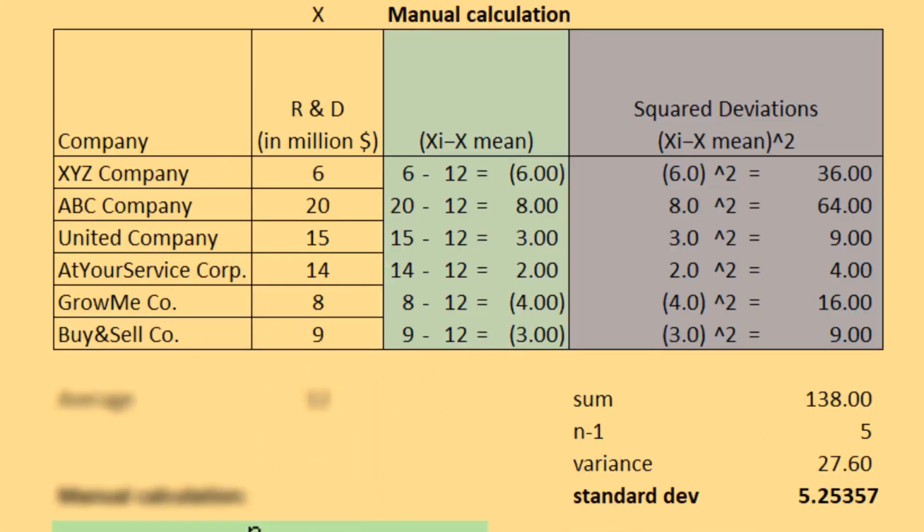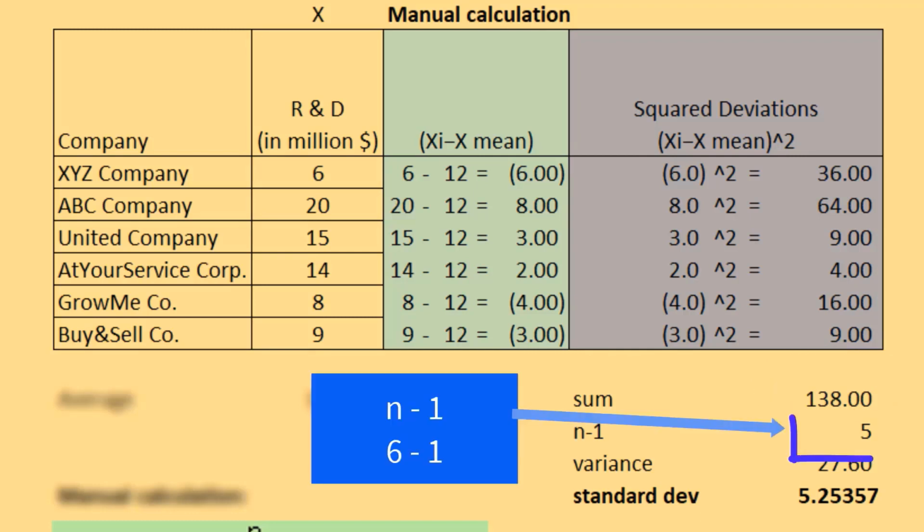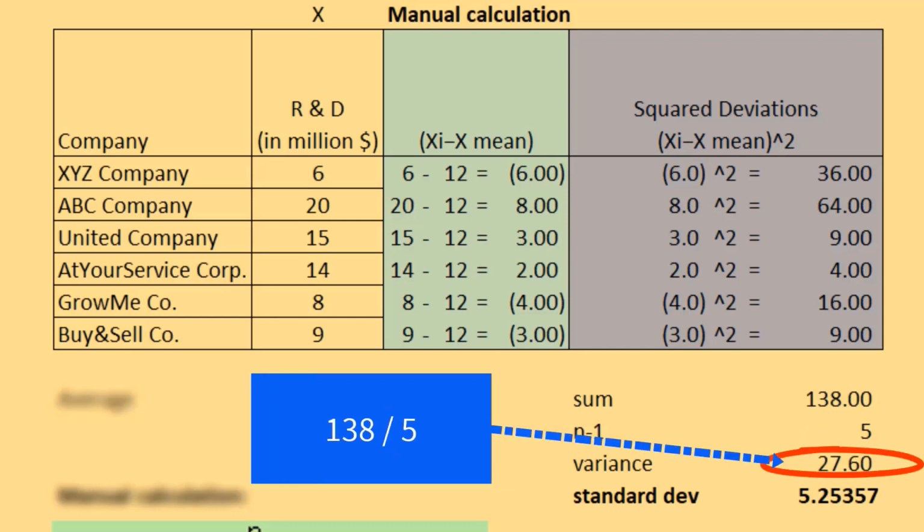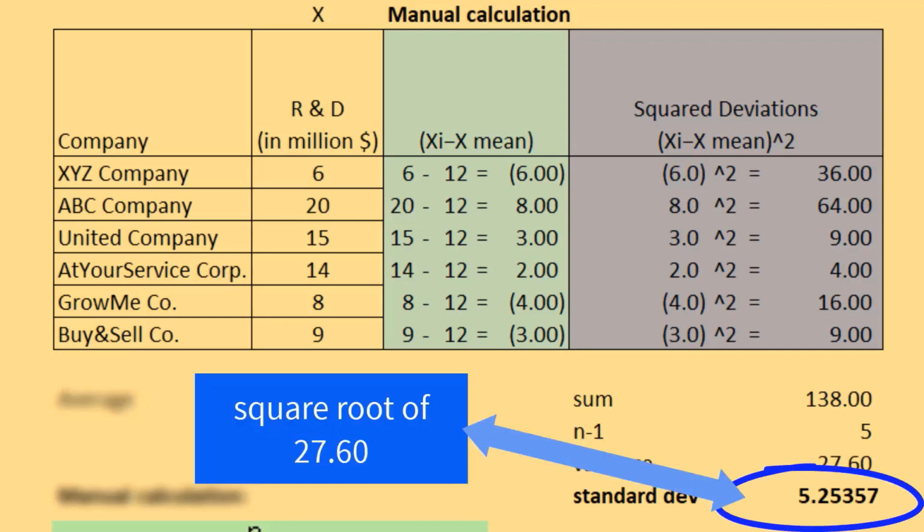For variable X, we multiply variation of negative 6 by itself, or negative 6 times negative 6 or negative 6 squared equals 36. Do the same with the rest of the deviation. 8 squared is 64 and so on. The sum of all the square deviation is 138 to be divided by 5 as the n-1. The result is the sample variance of 27.6. The square root of 27.6 is 5.25357, which is the standard deviation of X.